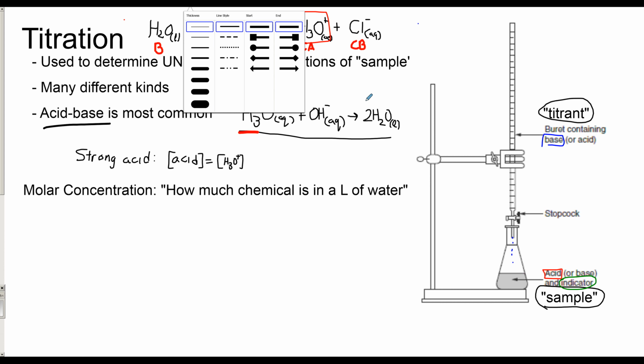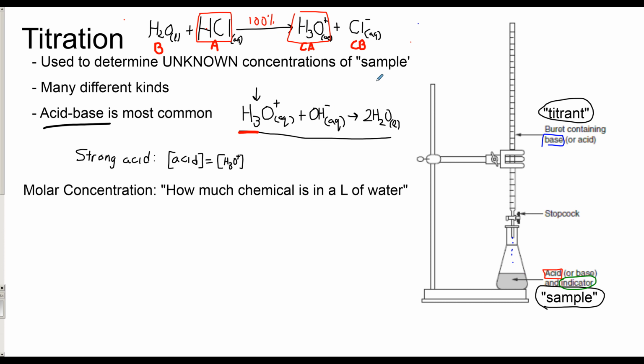So as we add a base to our acid, here's our little pH scale, and here's going to be mL of base. So how much base we've added. When we've added 0 milliliters of base, the pH of our solution in here is going to be really low. As we add base, you get this kind of S-shaped curve.